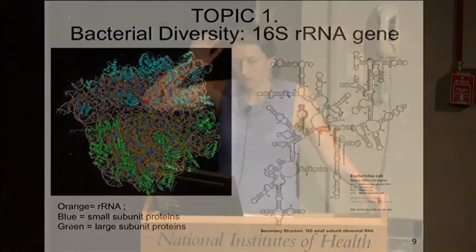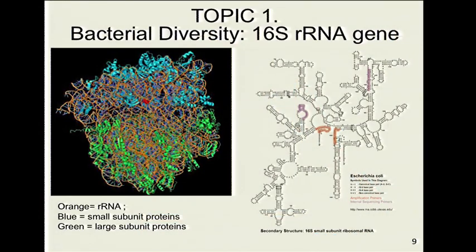How do we look at bacterial diversity? I mean, there's the culturing, but now we've entered this realm where we think that the DNA sequencer is a very powerful microscope that can tell us what bacteria are in a certain place. So the way that we look at bacterial diversity is by sequencing the 16S rRNA gene.